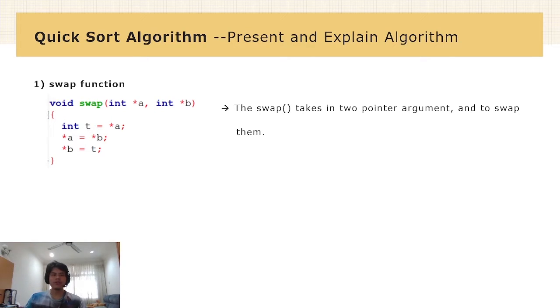Now, the quicksort algorithm consists of three main functions, which are the swap function, the partition function, and the quicksort function. The first function is the swap function, as you can see. What this swap function does is it takes in two arguments, which are the pointers of A and B, then swaps the two values.